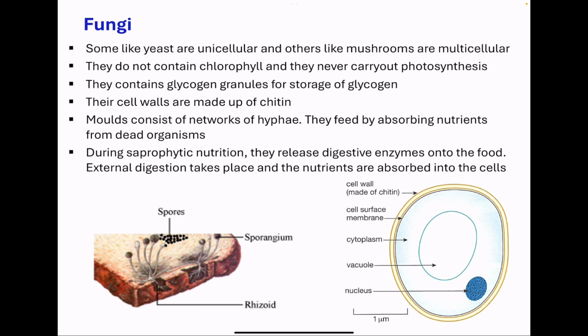Fungal cells do have a cell wall, and this is made out of chitin. And inside fungal cells, there are glycogen granules for the storage of glycogen as a carbohydrate source. Some fungi, like molds, do contain networks of hyphae. These are for the absorption of nutrients from dead organisms.